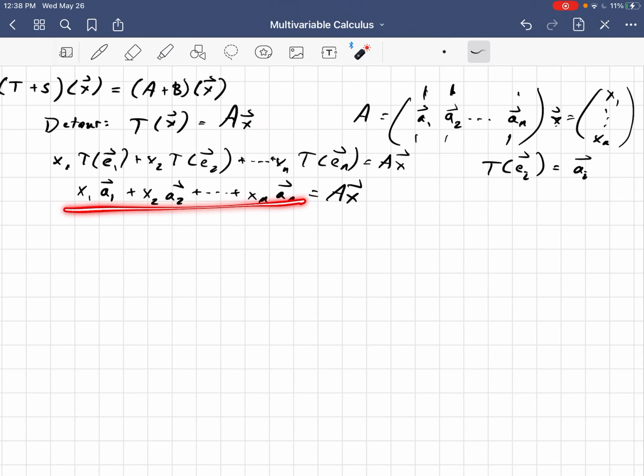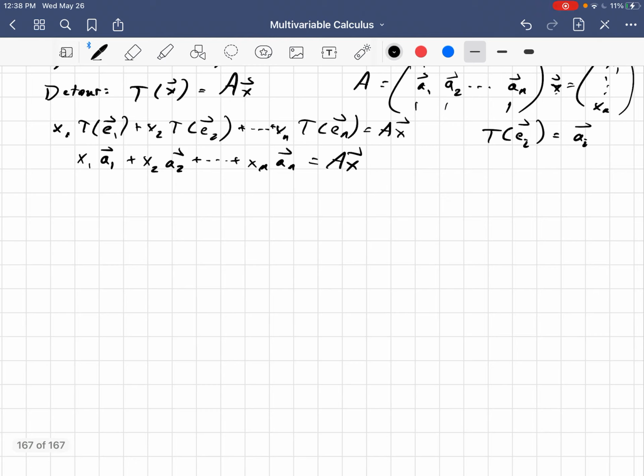So if you look at this, right, what does this look like? It looks like a linear combination of the vectors A1 through An. And so we can think of the matrix vector product, A times the vector x, as a linear combination of the columns of the matrix A, and where the components of the vector x are used as the coefficients of that linear combination.